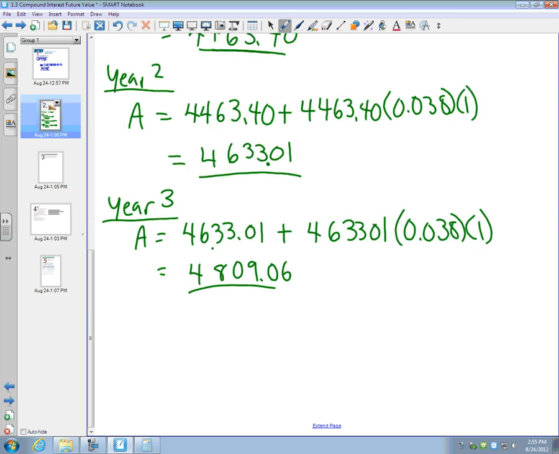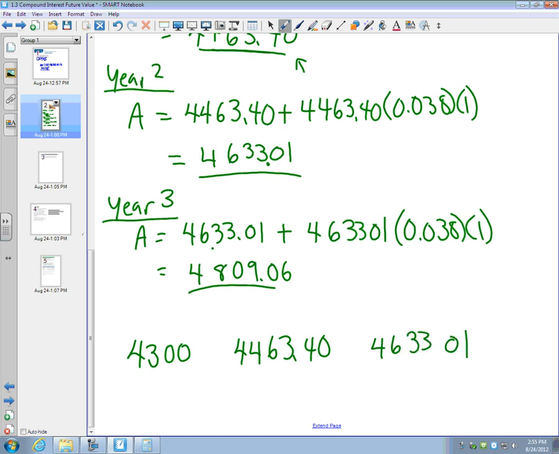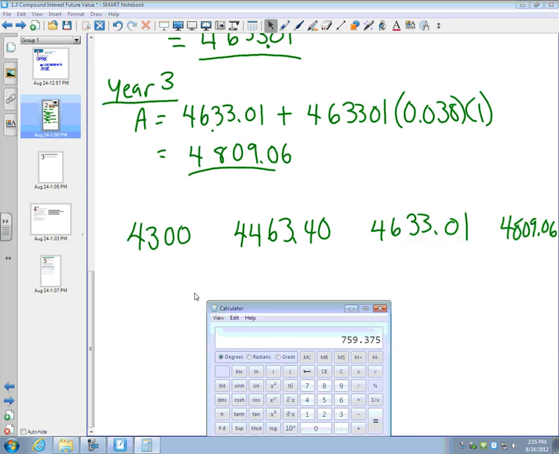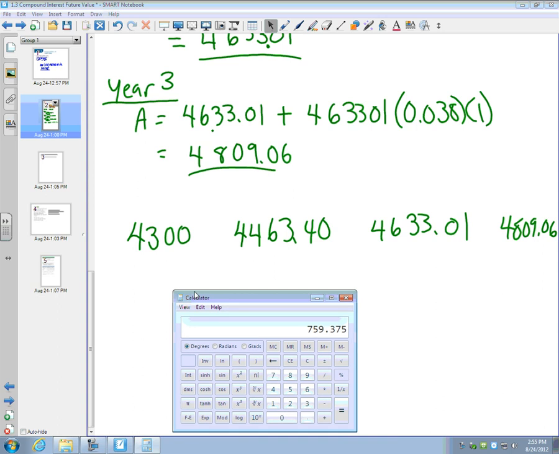So there's actually a pattern going on here. We started with 4,300. Then the next year we had 4,463.40. That's up here. And then we had 4,633.01. And then we had 4,809.06. And believe it or not, there's a pattern, and I'll show you that pattern right here. To go from 4,300 to 4,463.40, if I use my calculator, I can tell you exactly how that happened. 4,463.4 divided by 4,300, I get 1.038.